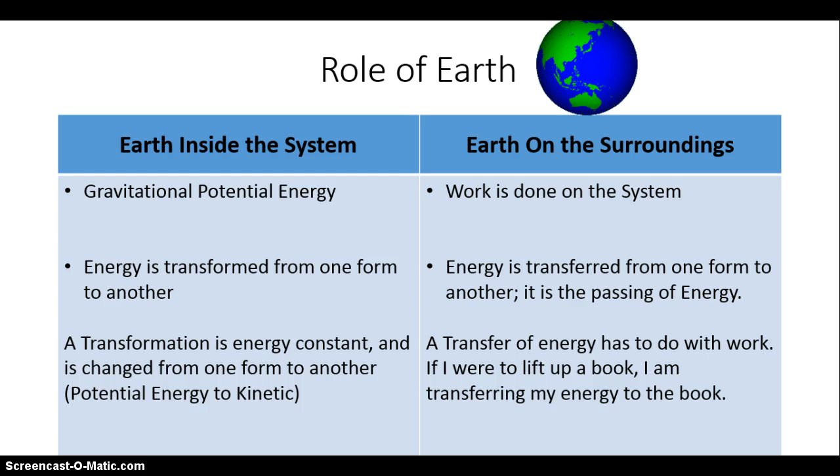Now, if Earth is in the surroundings, this means that work will be done on the system. Basically, gravity pulls objects down to the Earth, and Earth can only have this pull if it's inside the system. It can only have a gravitational effect on this object if it's inside the system. But if it's outside of the system, that means it's an external force. It's now an external object, and therefore causes work or transfers its energy to an object.